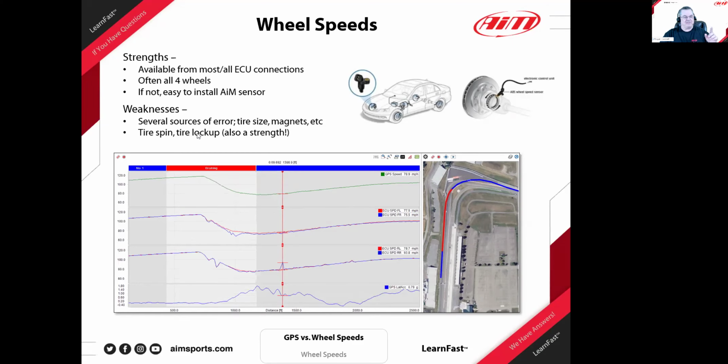There's some weaknesses: the tire size that I just mentioned, and tire spin, tire lockup, and then that can mess up a little bit what your values are. But that really is also a strength, and that's the value of what we're going to look at in a little bit. Being able to recognize that and understand when that's happening because of these four-wheel speeds, that's very, very powerful. So we're going to talk a little bit about that as well.